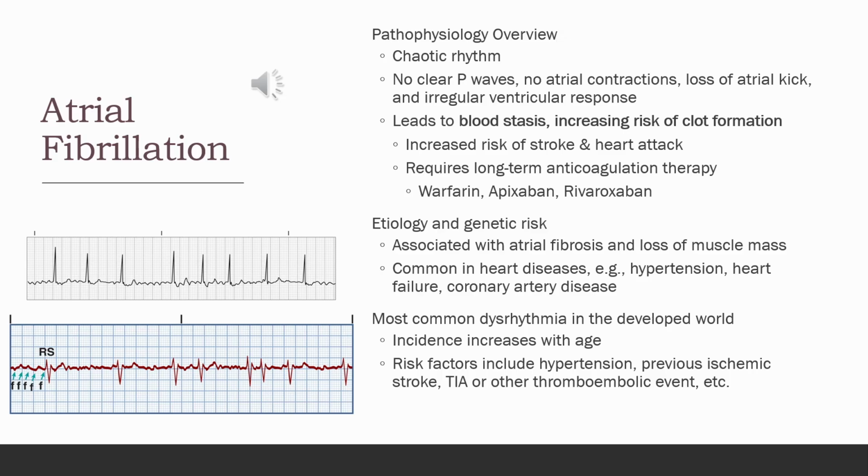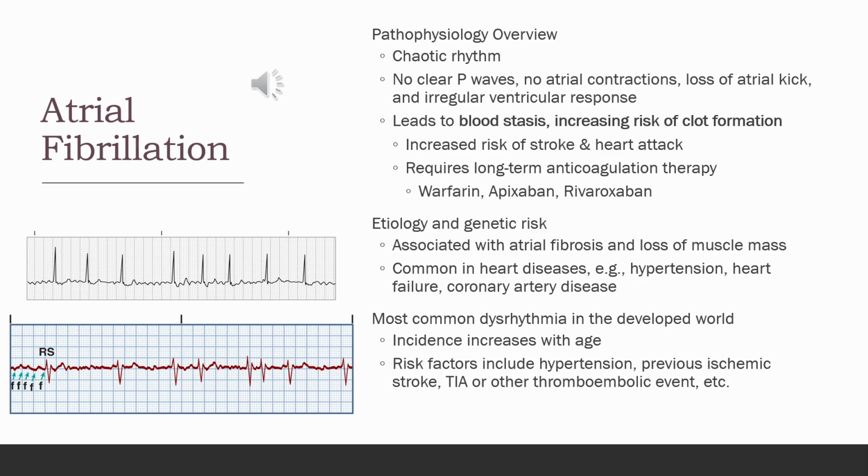Atrial fibrillation is very commonly associated with structural heart changes, especially atrial fibrosis and a loss of muscle mass. We see this with conditions like high blood pressure, heart failure, coronary artery disease, different valvular heart diseases, hyperthyroidism, chronic kidney disease, diabetes, and obesity, as well as having a previous ischemic stroke. Also, AFib can have a genetic component. There are actually up to 30 genetic mutations that are identified as potential contributors to AFib.